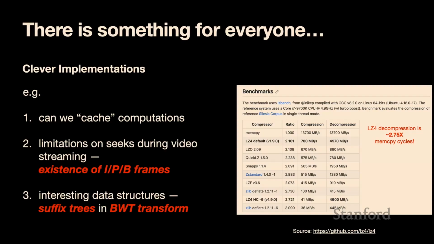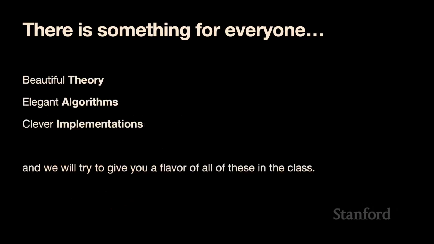And finally, there are also some interesting data structures which show up, like suffix trees and the BWT transform. In fact, there were data structures which were designed for compression and now are mainstream in certain places like genomics. So really the takeaway of all of these examples is that no matter what you like, there is something fun for you in the field of compression. And how this class differs from other offerings, even at Stanford, is that we'll try to give you a flavor of all these three and pack it into a quarter framework.